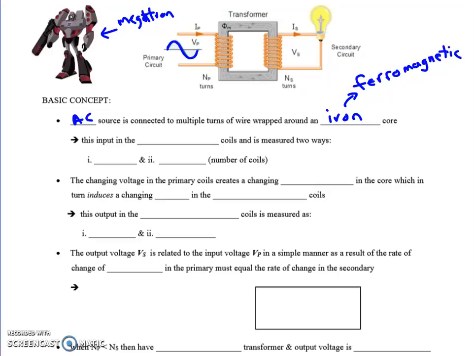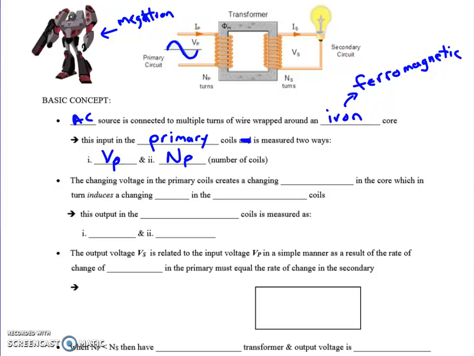And so we have an input on the left. This input, in what we call the primary coils, is measured two ways. There's two key things we want to know about the inputs. The more obvious thing is the primary voltage, and the second thing is the number of turns, which we'll call N sub P.